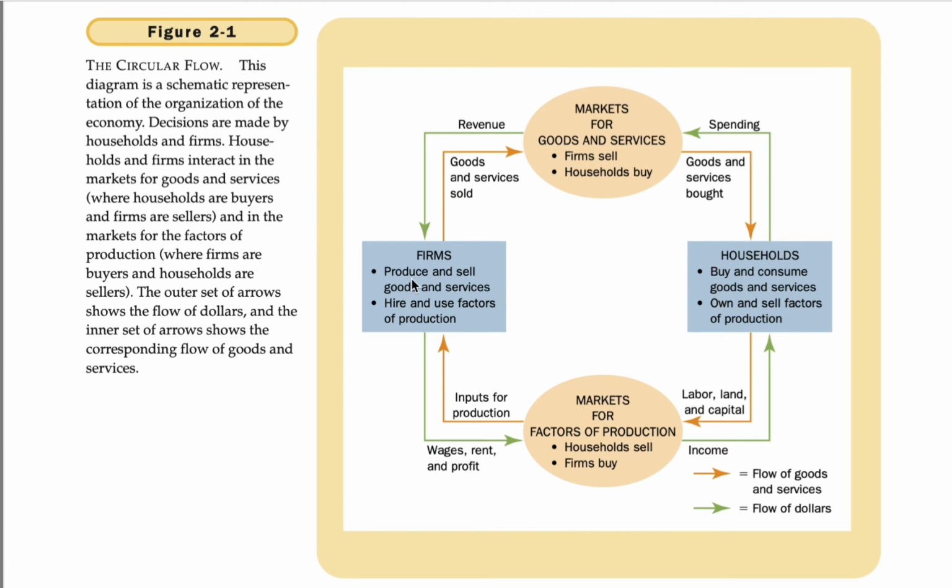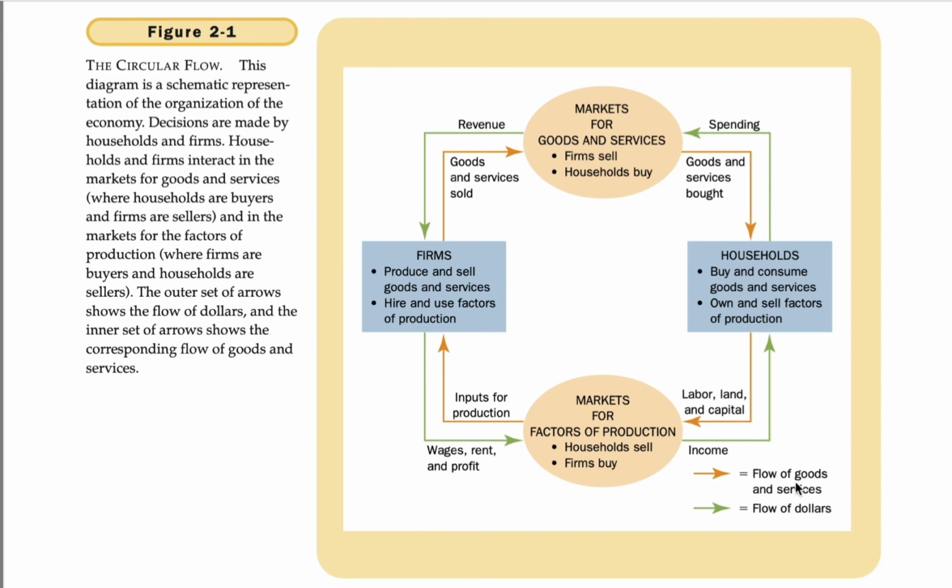What happens in the other sector, which is called firms? Firms use all those factors of production, produce and sell goods and services. They hire these factors of production from the household. Now you can see that this model also has two arrows. One arrow is anti-clockwise, which is a green arrow. The other arrow is a clockwise arrow, which is an orange arrow.